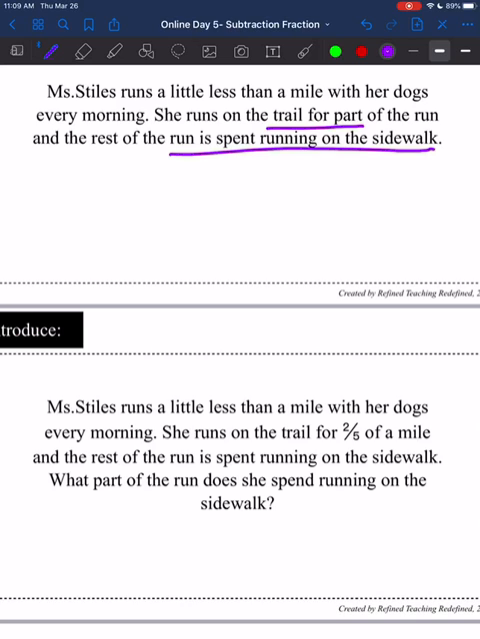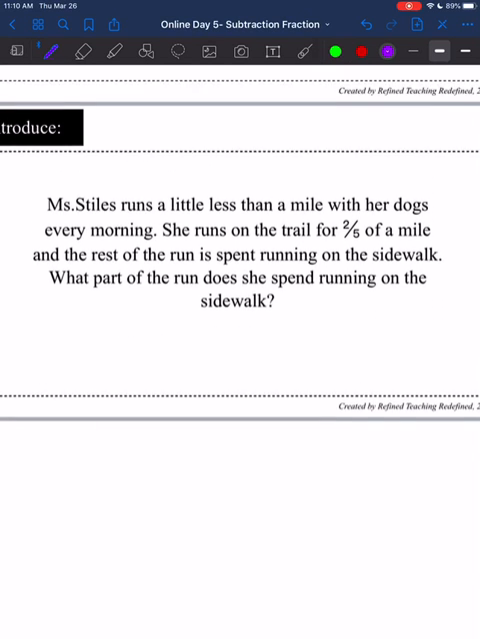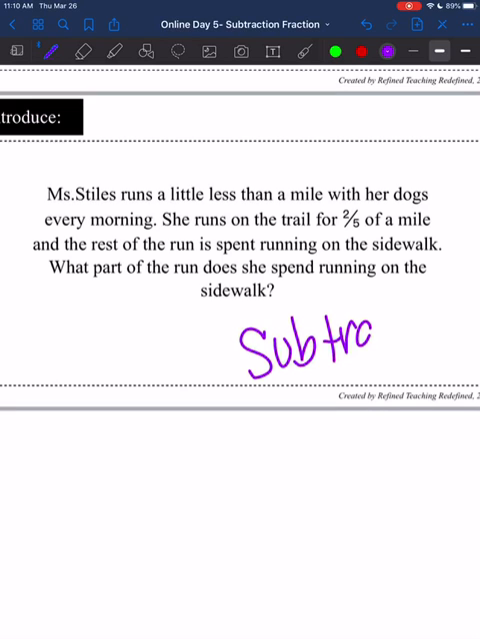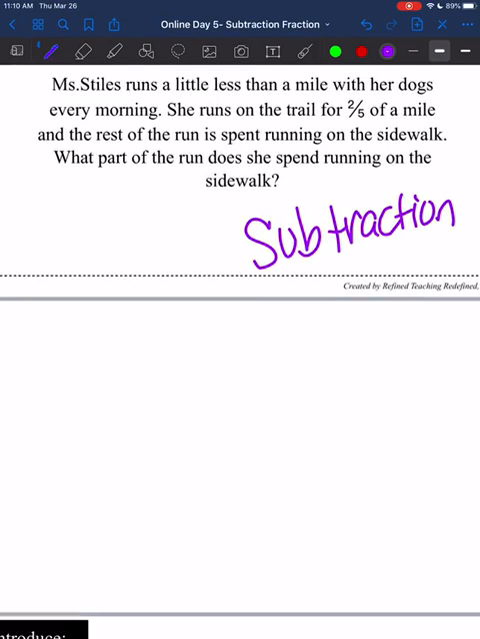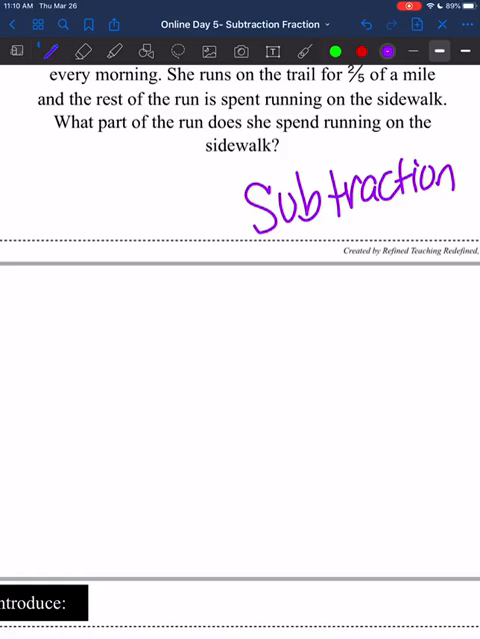So Miss Styles runs a little bit less than a mile with her dogs every morning. She runs on the trail for 2/5 of a mile, and the rest of the run is spent on the sidewalk. What part of the run does she spend running on the sidewalk? So I'm looking at the remaining amount. I'm trying to figure out how much is left over from the amount of time she runs minus the time she runs on the trail. So once again, this problem is going to be subtraction. So I'm subtracting her time minus the trail so I can see what time is on the trail versus what time is on the sidewalk.